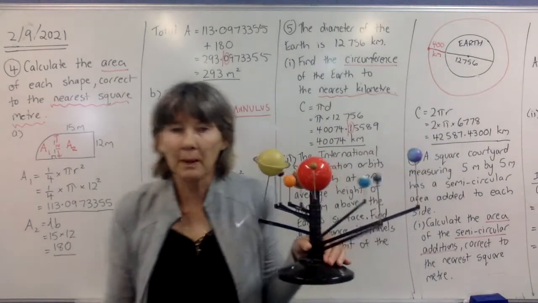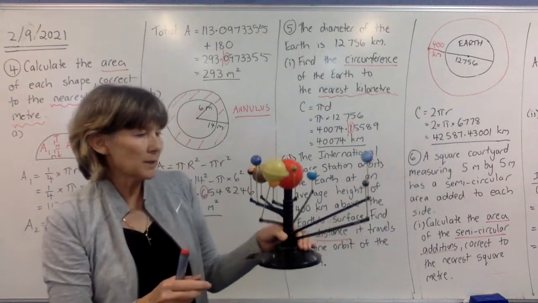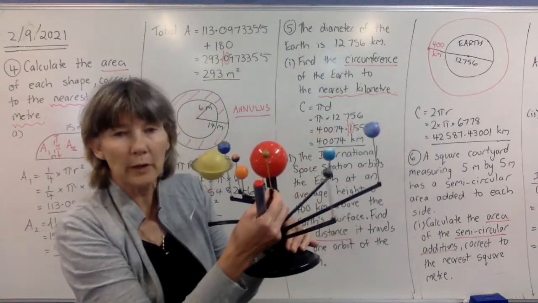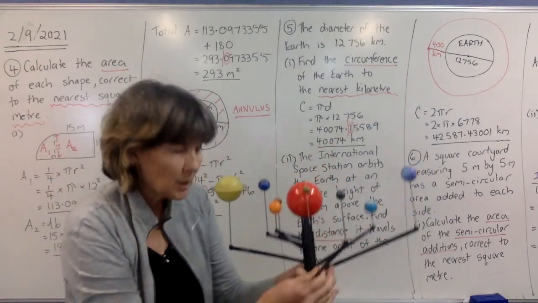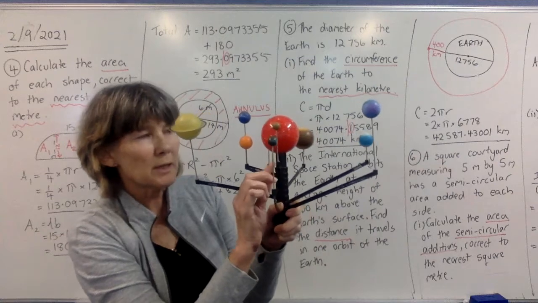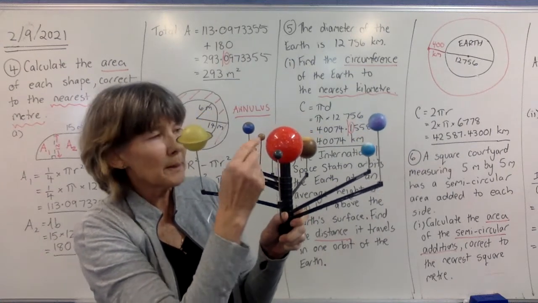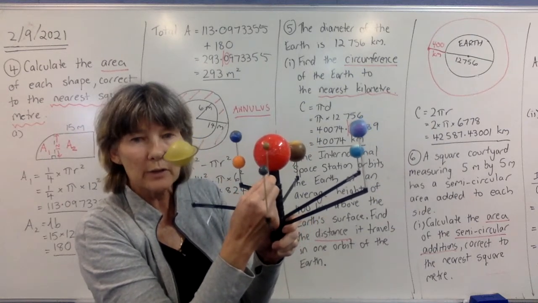So this is the planets. We have the sun in the middle here, and these are the planets going around it. I'm going to look here at Mercury. Mercury is this little small one. The International Space Station is a little bit like this. You can see it's a little bit off the surface of the Earth and it's rotating around.